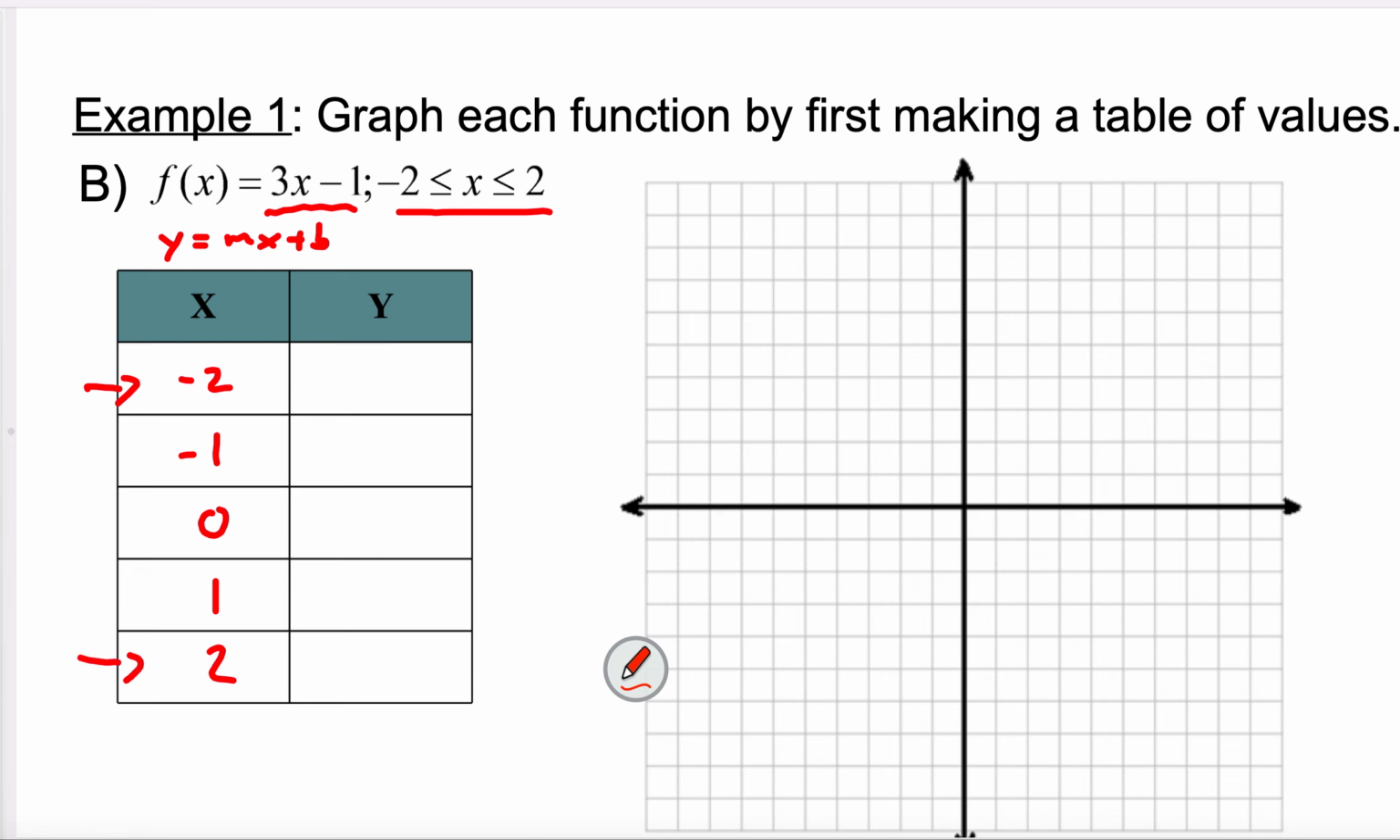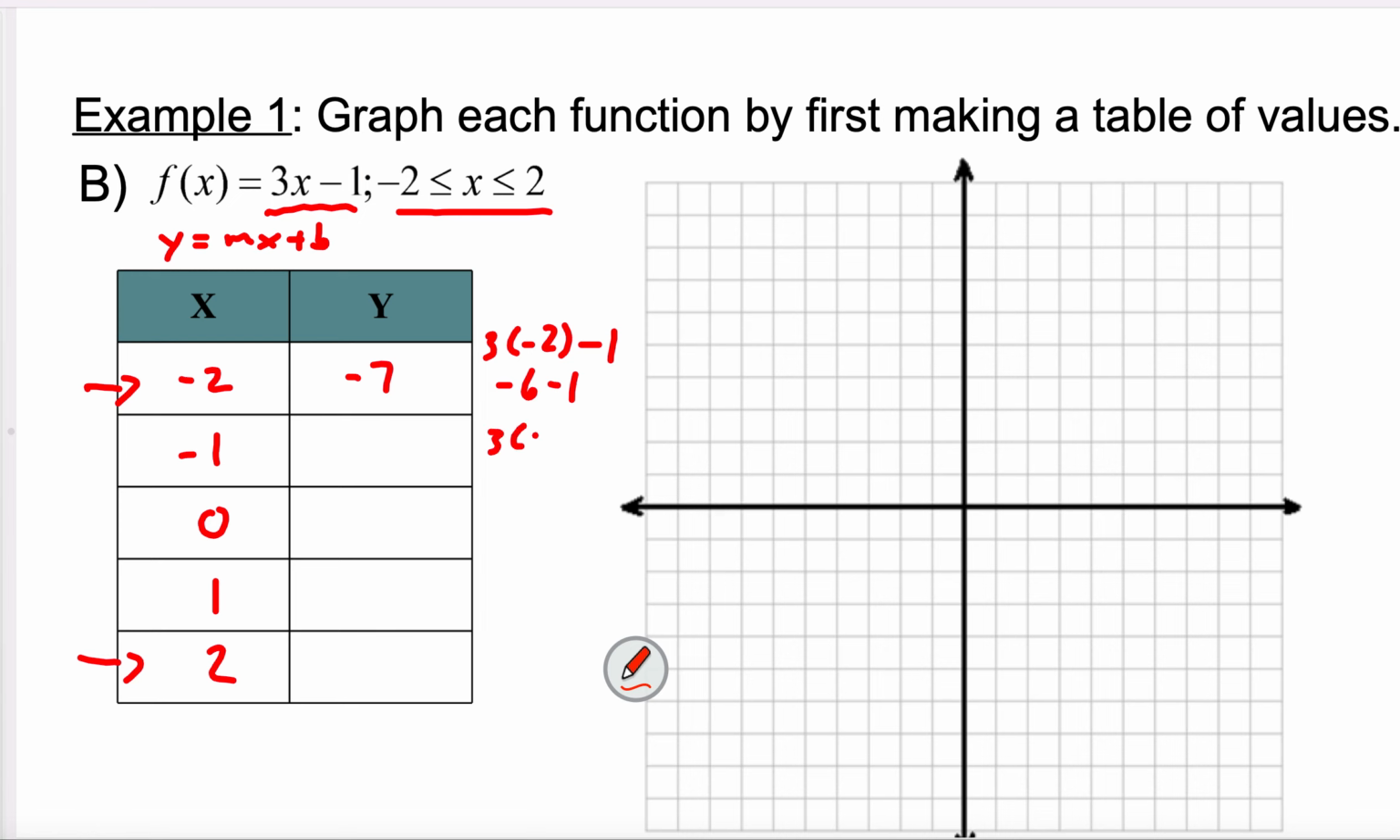We're not supposed to go beyond -2 and 2. Those are important. Minimally, we want to pick the points -2 and 2 for our x, those two x values, and then we'd have to find the y values to go with them. Let's go ahead and plug in -2. So 3 times -2 minus 1. 3 times -2 is -6, minus 1. Notice I'm following the order of operations. I have to multiply before I subtract. So we get -7.